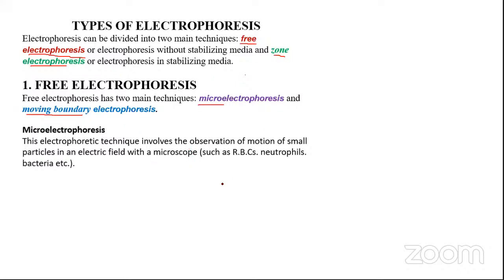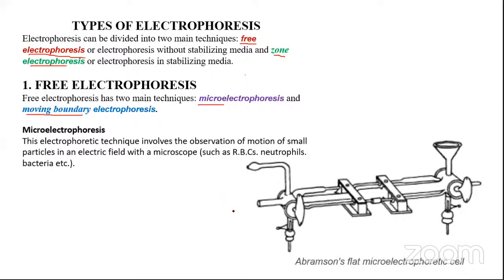So first of all, let us understand what microelectrophoresis looks like. Microelectrophoresis apparatus was developed by Abramson, and this is called a microelectrophoretic cell. What was there was that in between here, there was a vessel, you can consider, which was just like two glass slides placed one over the other, just like that.